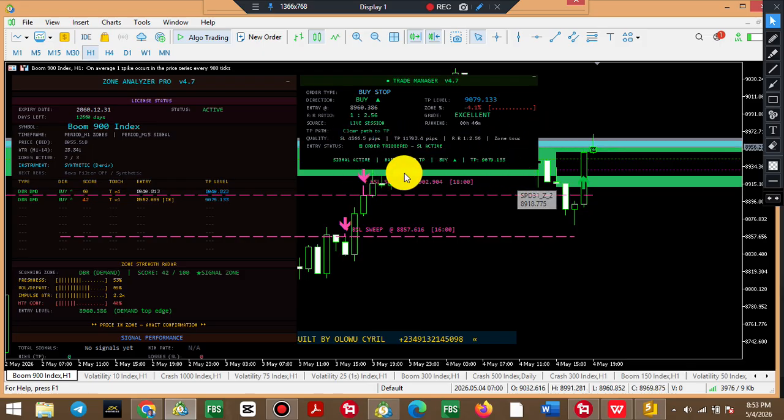But make sure that your SL is not inside your zone, because if the system puts your SL inside your zone, it is trying to keep you safe.